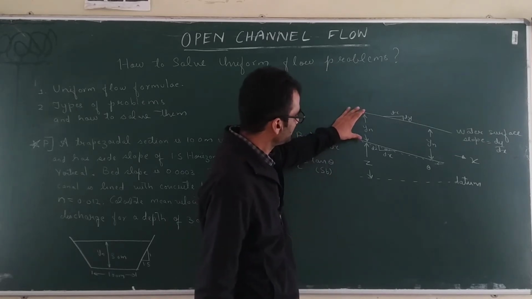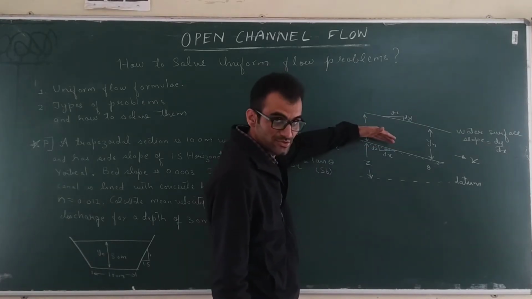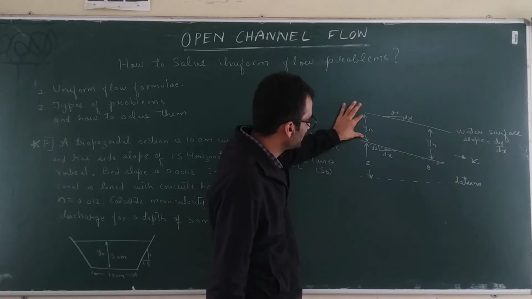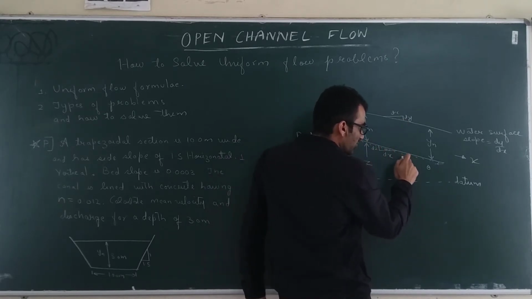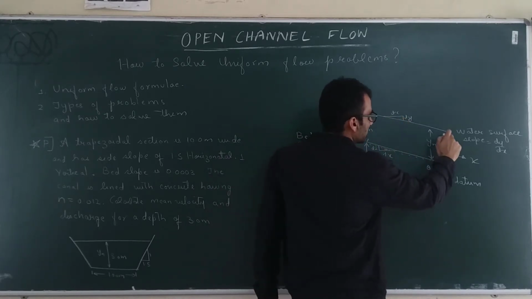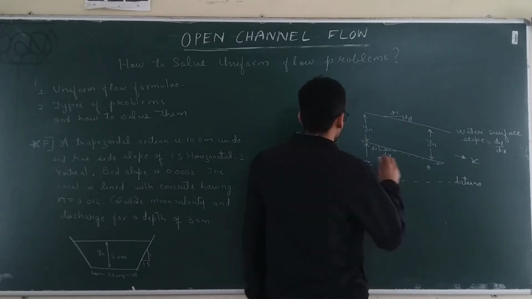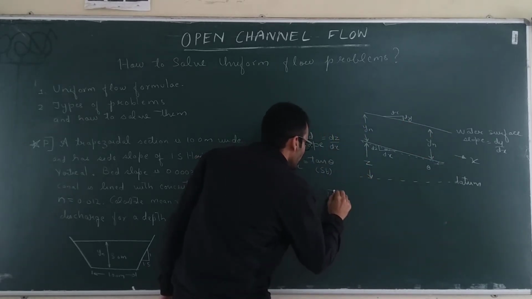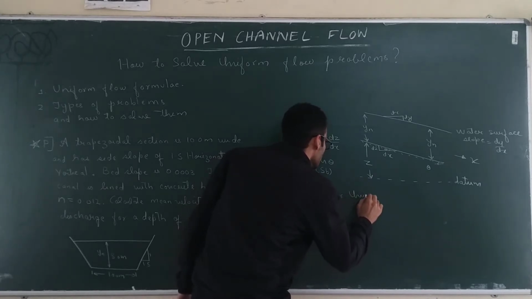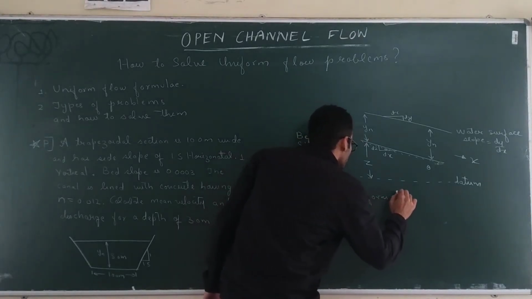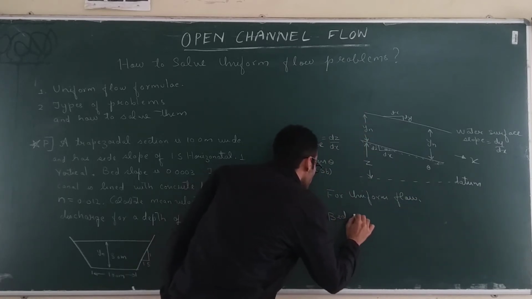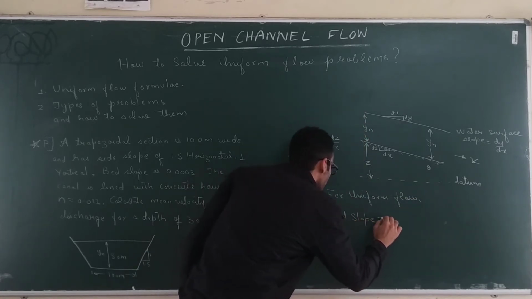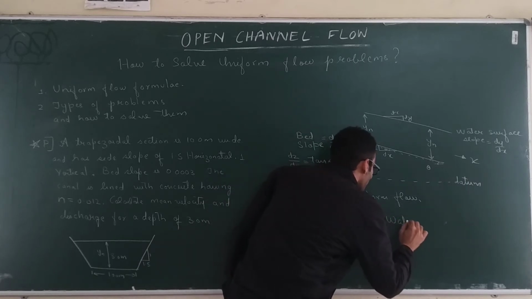Now, since the flow is uniform, flow depth is constant, so velocity is also constant. So flow depth is constant, therefore these two lines should be parallel. So channel bottom and water surface are parallel, therefore these slopes are equal. For uniform flow, bed slope is equal to the water surface slope.